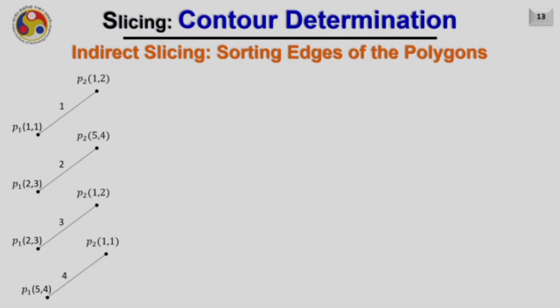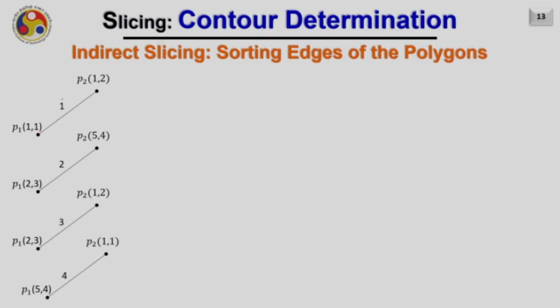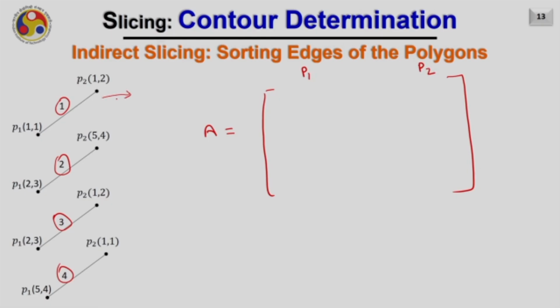Let us try to understand this with the help of a simple problem. Assume that we have the 4 edges, edge number 1, 2, 3 and 4, and we are going to put them in an appropriate manner in a matrix A. So, this is my matrix A and it consists of the lines. Here will be the point P1 and here will be the point P2. Let us start with this particular line, and hence I will have 1 and 1. These are the coordinates of P1, and the P2 coordinates are 1, 2.